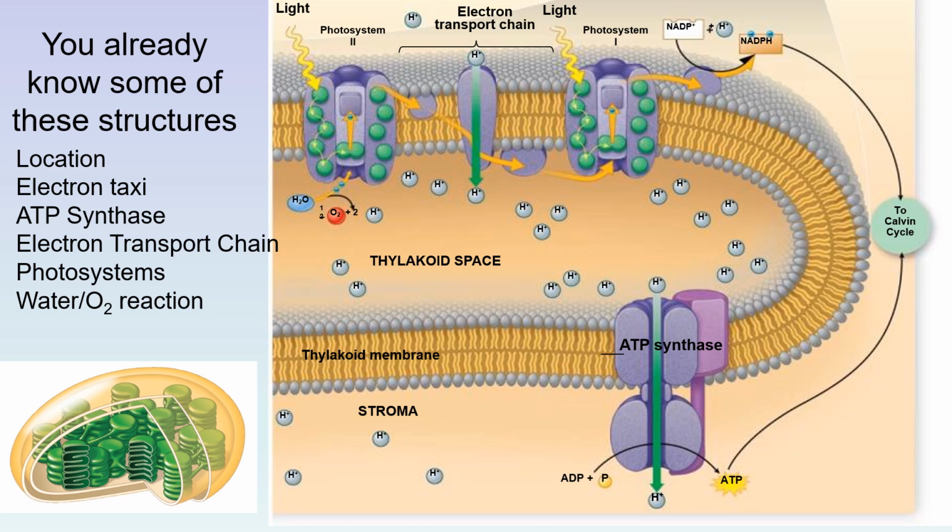Okay, let's put this in motion. A photon comes into photosystem 2. See it here over on the left? It excites an electron. That electron leaves the photosystem to the electron transport chain. Right? It does that hot potato, hop, hop, hop.